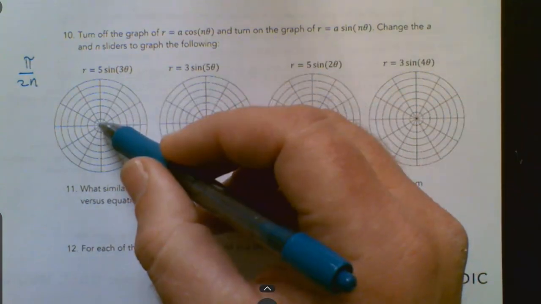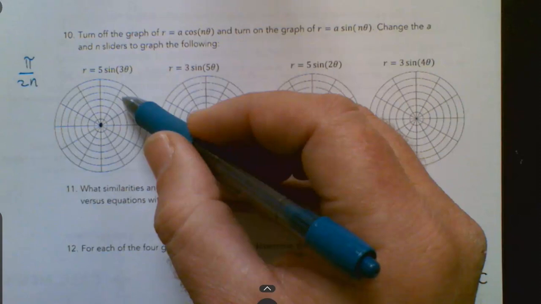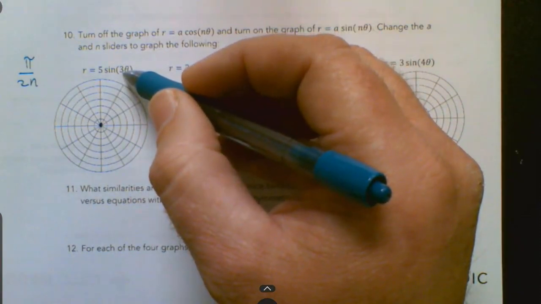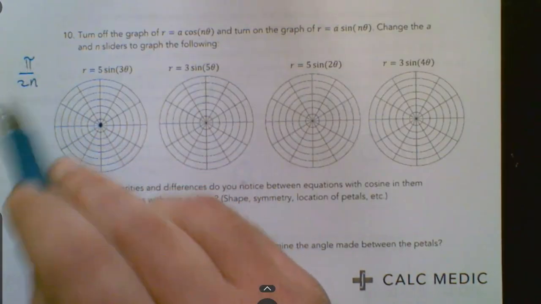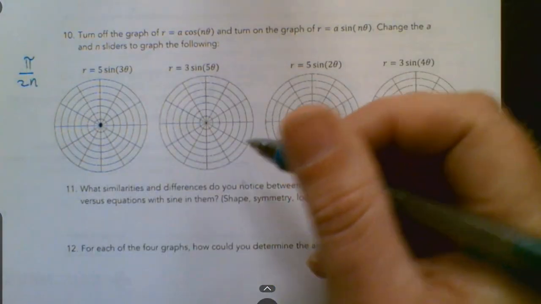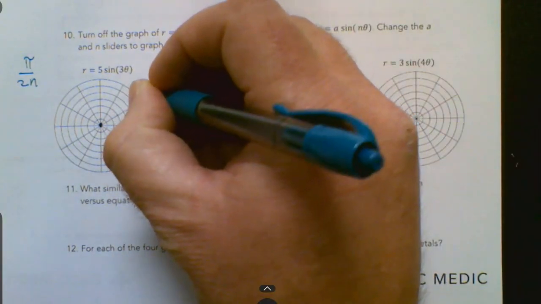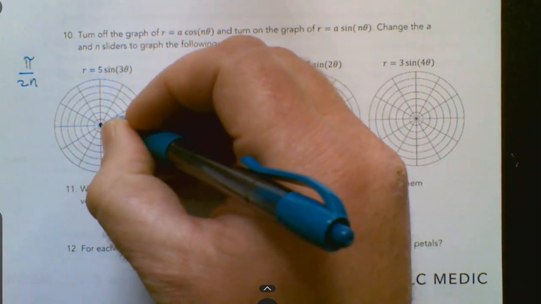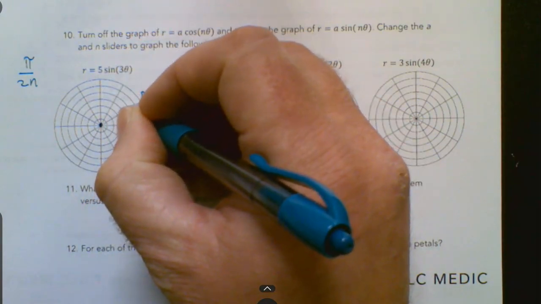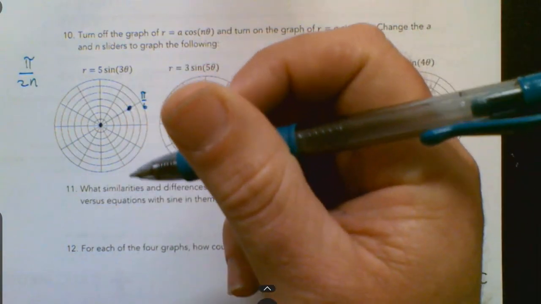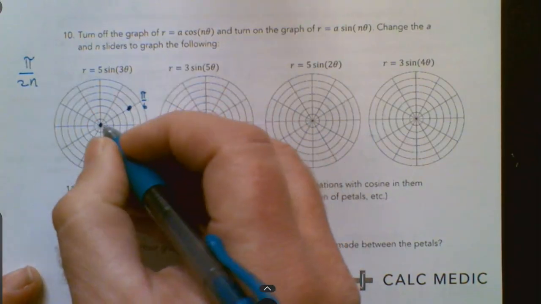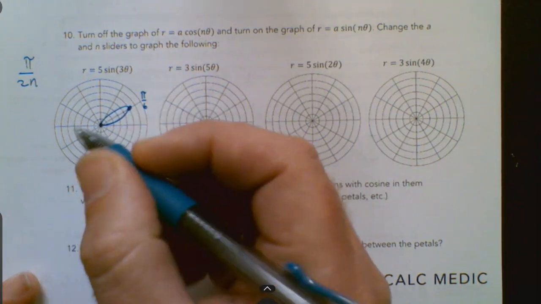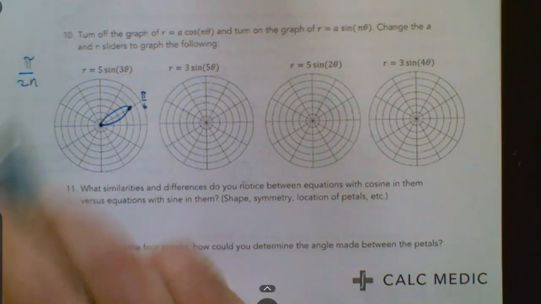Kind of where's that first petal? I mean, it started here, but then where do we go from there? Where do I go to the end of the first petal? For this one, since n is 3, plug that in. So pi over 6 is where this guy would start. So this is our pi over 6. So let's go out 5. 1, 2, 3, 4, 5. So that's actually where the first petal goes. That's a rule that you have to remember for the sine graphs. Cosines start on the axis, but your sine graphs start here for the first petal.